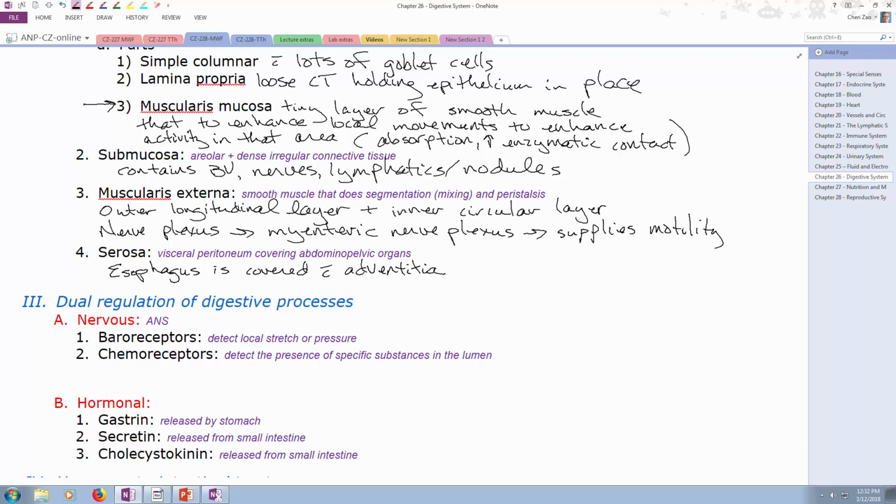And so the major organs in the mediastinum above the heart, because the heart's actually in the mediastinum, are going to be our esophagus and our trachea. Both of them are not covered with serosa. They are both covered with adventitia.